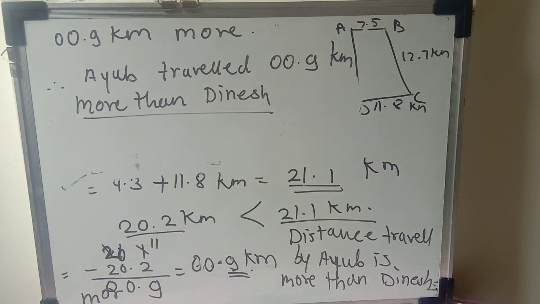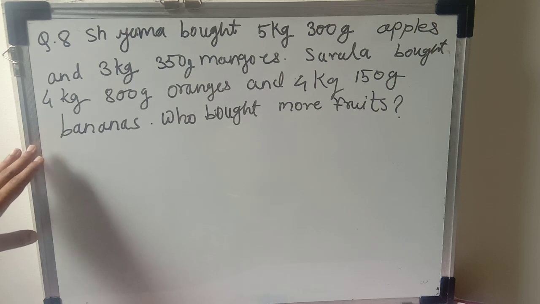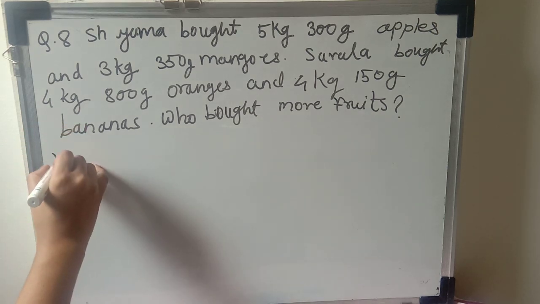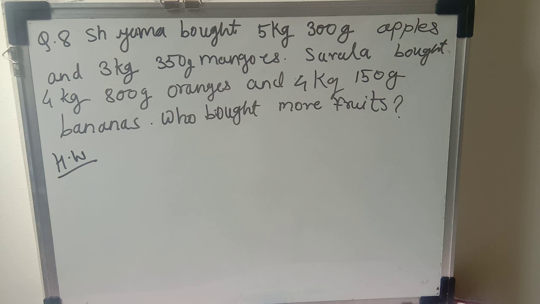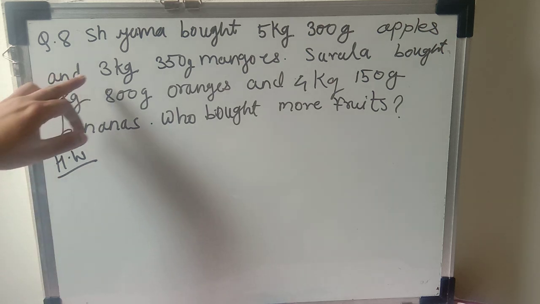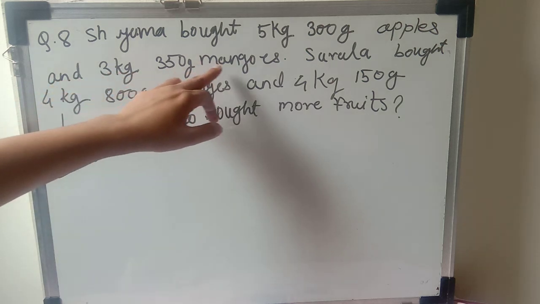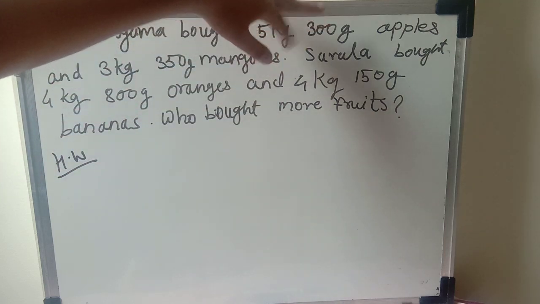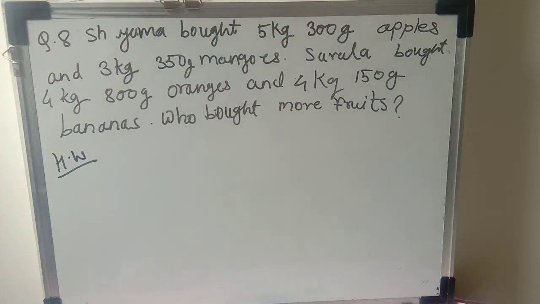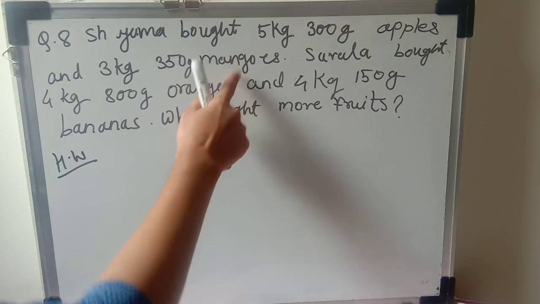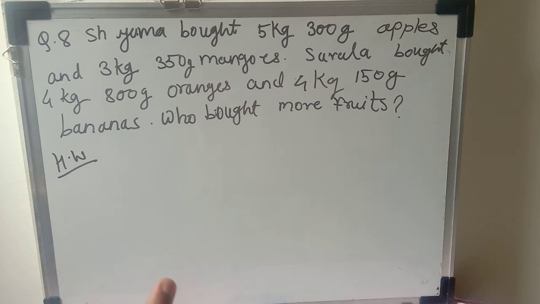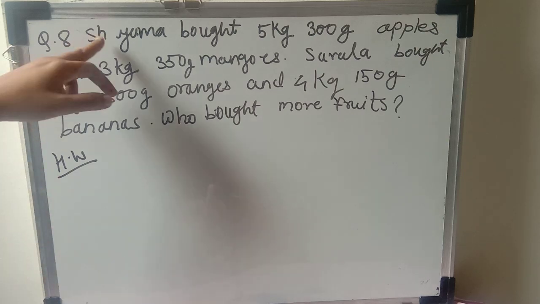Let's see the 8th example that you have to solve as homework. So this is the last example. You have to do it as homework. The example is: Shama bought 5 kg 300 grams apples and 3 kg 350 grams mangoes. So these are the two fruits which Shama bought. What you have to do is add the weight of apples and the weight of mangoes, and you will get the total weight of the fruits which Shama bought.